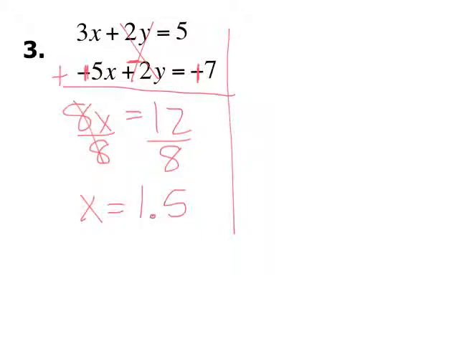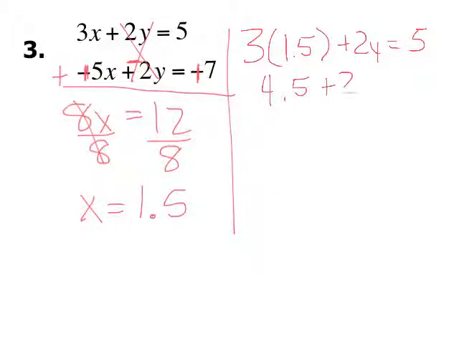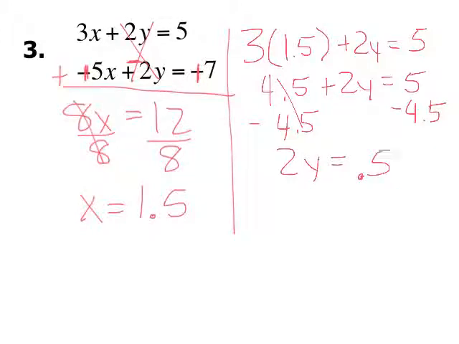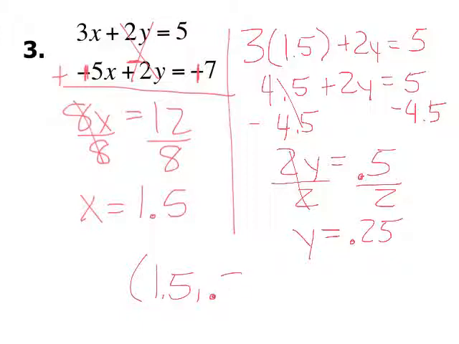So I need a y value to go with it. Sam, would you like the top or bottom? Top. Sounds good. So I have 3 times my x value, 1.5, plus 2y equals 5. 3 times 1.5 is 4.5. Opposite operation. 2y equals 0.5. Divide by 2, and y equals 0.25. So then my ordered pair is 1.5, 0.25.